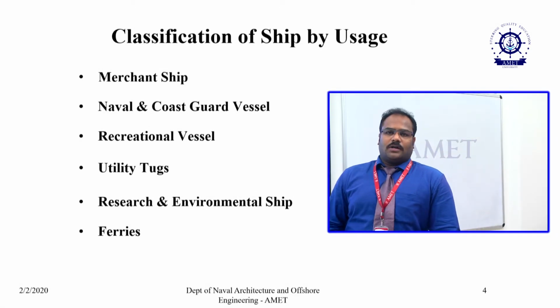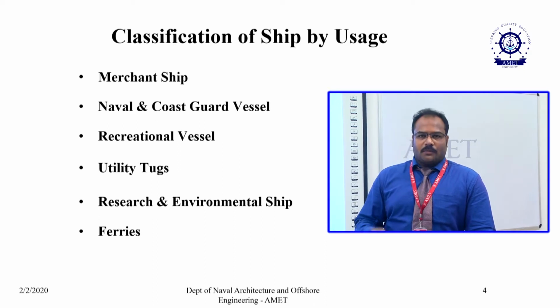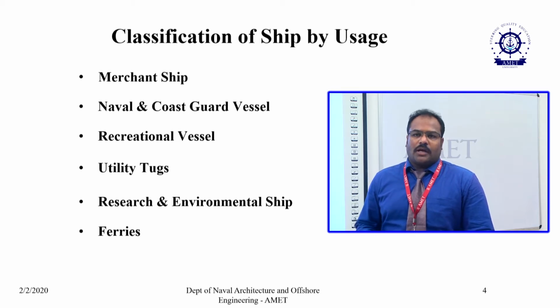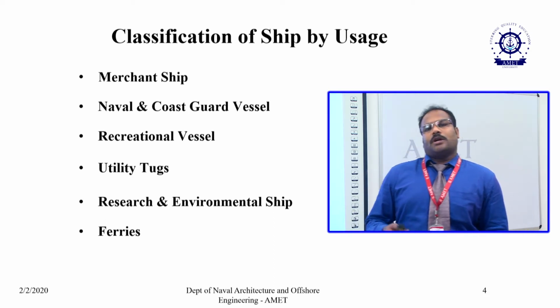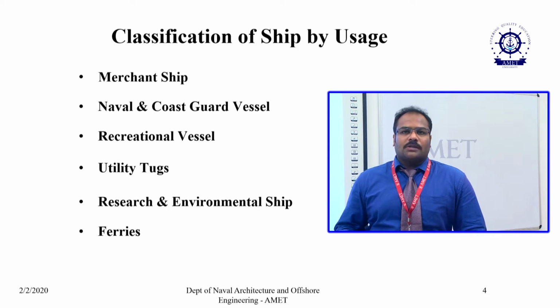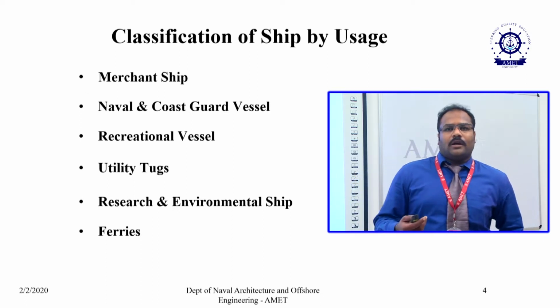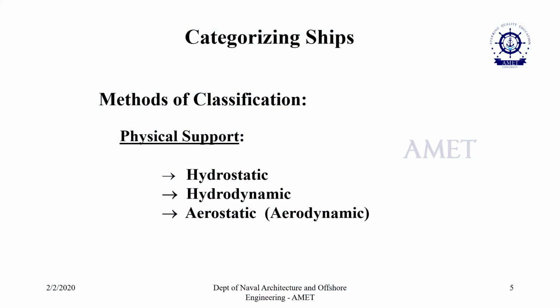Okay, the classification of ships by usage. We can classify ships as merchant ships, naval and coast guard vessels, recreational vessels such as passenger carriers, utility tugs like offshore supply vessels, vessels helpful for fishing and fishing marketing, research and environmental ships, which are used to find hydrocarbons and hydrofuels beneath the seabed, helping us extract them and run the entire economy of the world, and then ferries.